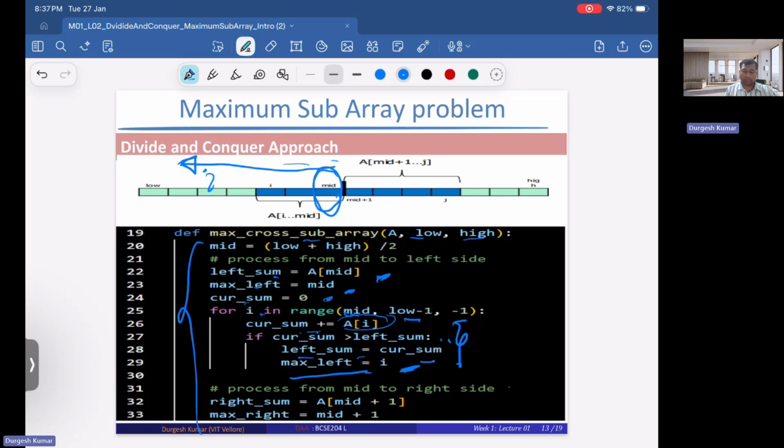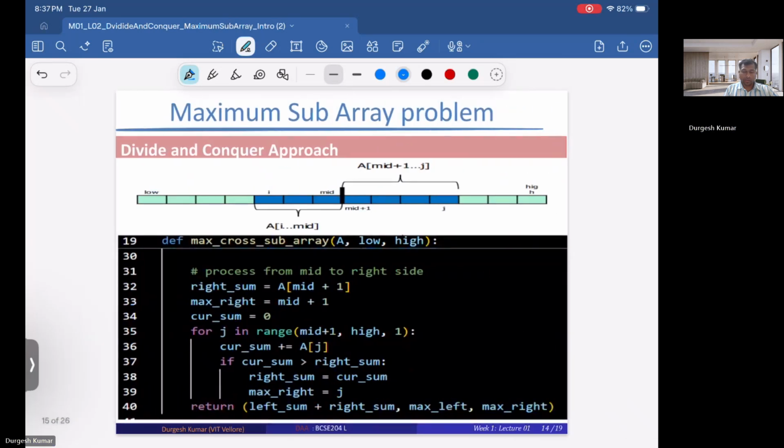Similar procedure we have to do for the right side. So right sum equal to a[mid+1], max right equal to mid plus 1, cur sum equal to 0. We try to include as much as possible, maximizing the sum on the right side, and mark the boundary by j. For j in range mid plus 1 to high, cur sum equals cur sum plus the current element. If cur sum is greater than right sum, update the right sum to the cur sum, and max right equal to j.